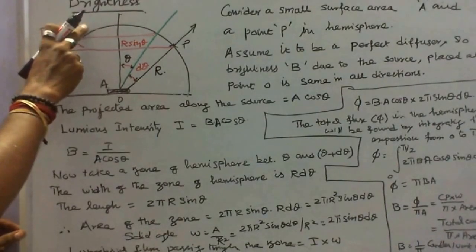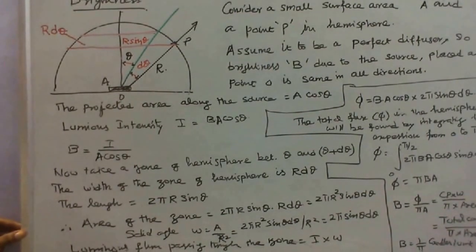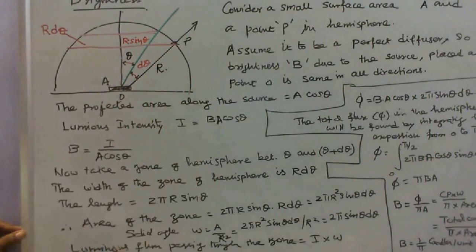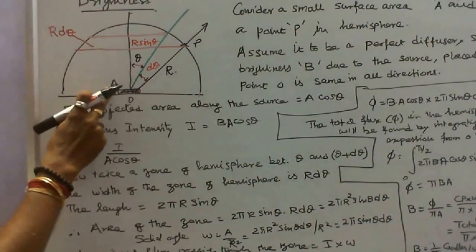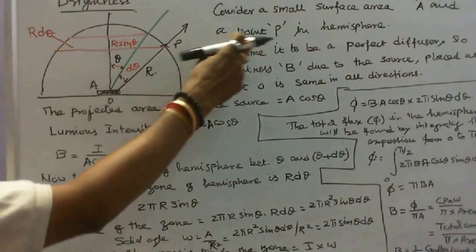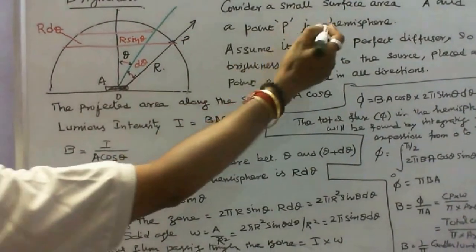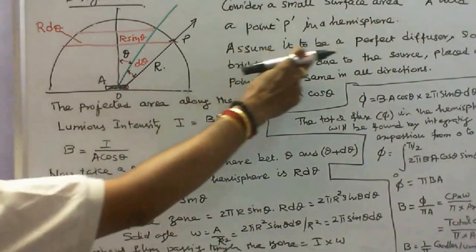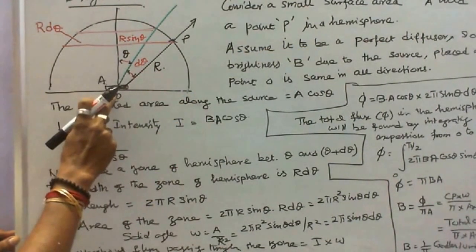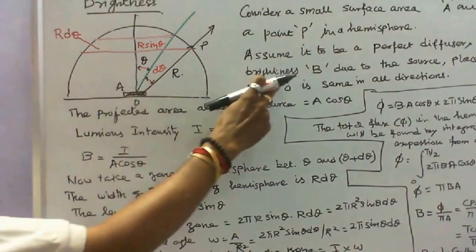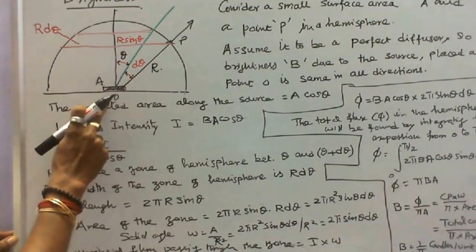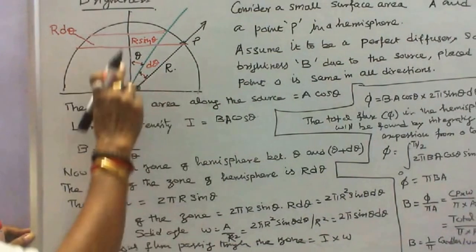Now we will discuss brightness. Consider a small area capital A. This is small area capital A and a point P in a hemisphere. Assume it to be a perfect diffuser. So brightness B due to the source placed at point O is the same in all directions.